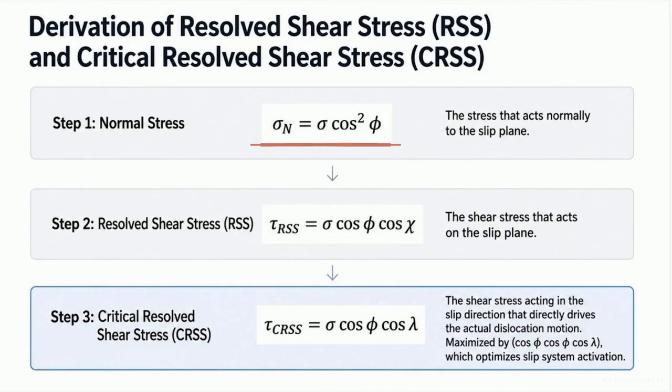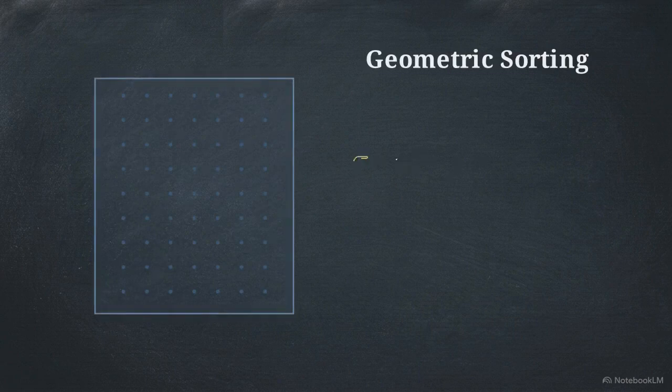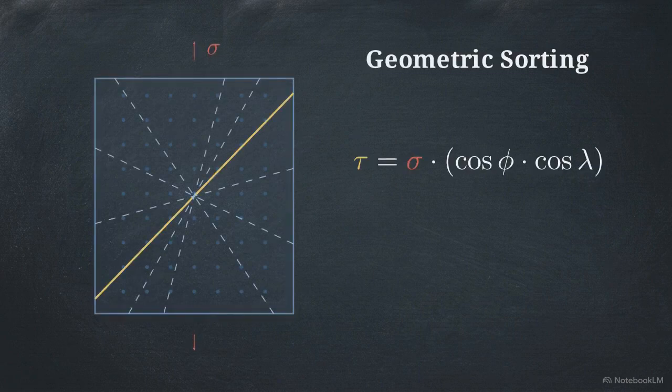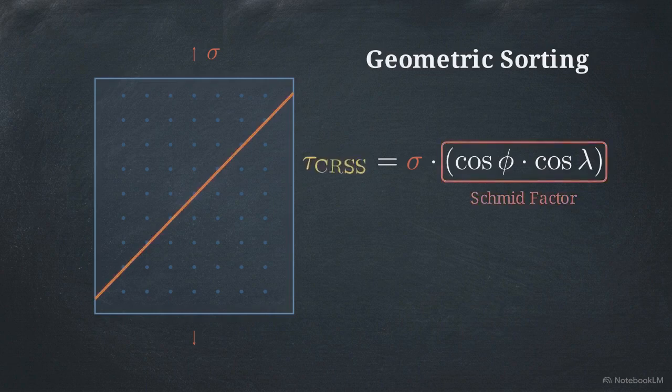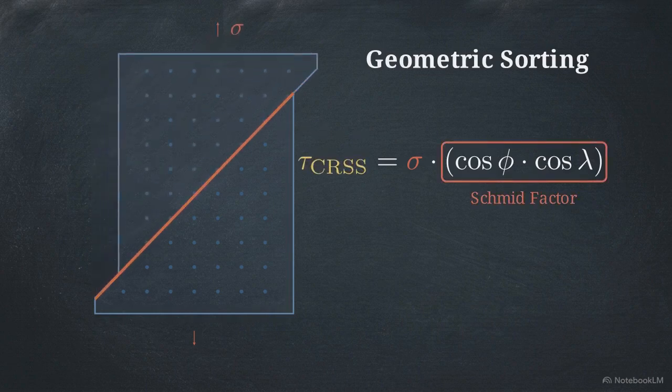Normal stress is axial load divided by area, adjusted by the cosine of phi. Projecting this onto the slip direction using the cosine of lambda yields the critical resolved shear stress. Their product, the Schmid factor, must reach a specific threshold to activate slip. Under this framework, sample crystal yielding is a geometric sorting problem, where deformation initiates once the most favorably aligned slip system reaches the required Schmid factor.